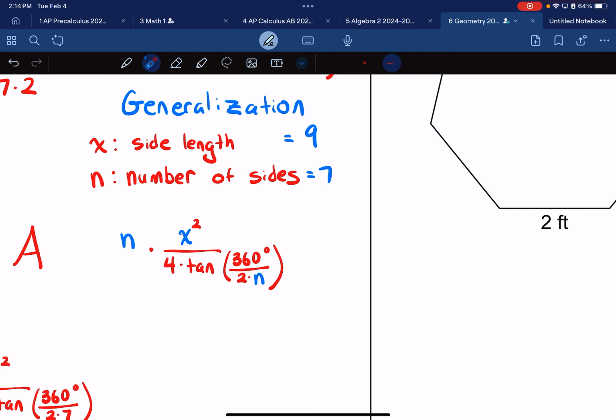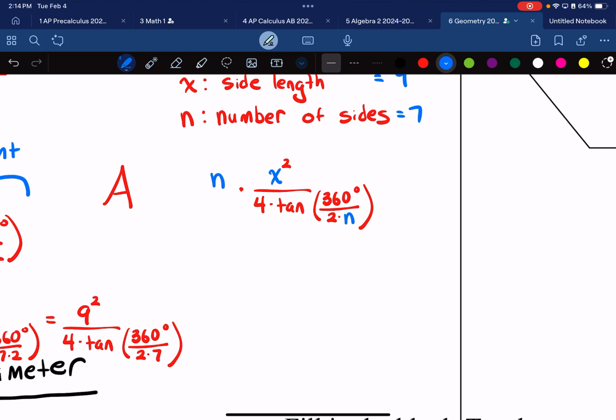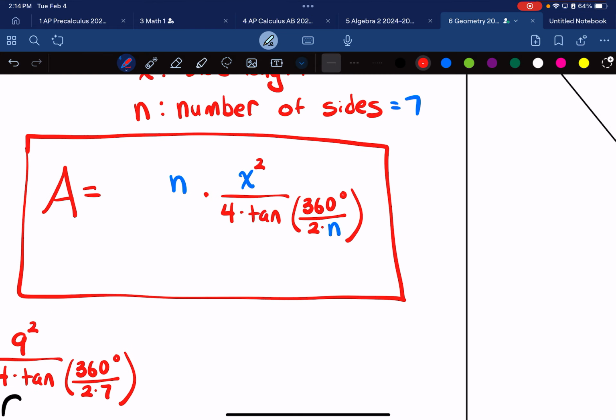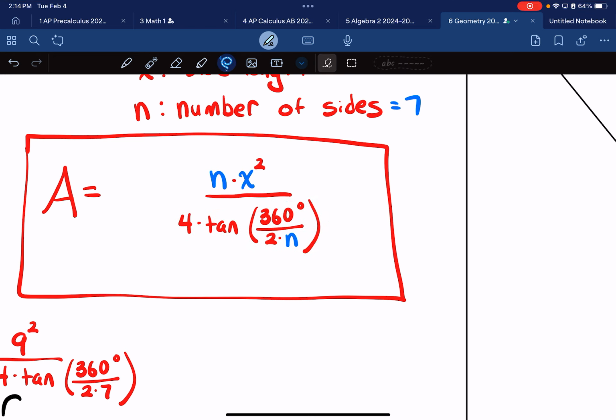Notice that the numbers that never change, this 4, this 2, this 360, and that 10 will always stay there. Those are in red. So there's our final answer for today's lesson. The area is equal to that generalization. And then we can use that generalization over here on the right. And I guess I can simplify that a little bit more here. I can put the n up on top. Here, let me go ahead and erase this. I can say this n, let's move it up here right next to the n. So it's going to be n times x squared. And that's all going to be divided by this denominator of 4 tangent of 360 over 2n. Much, much neater.